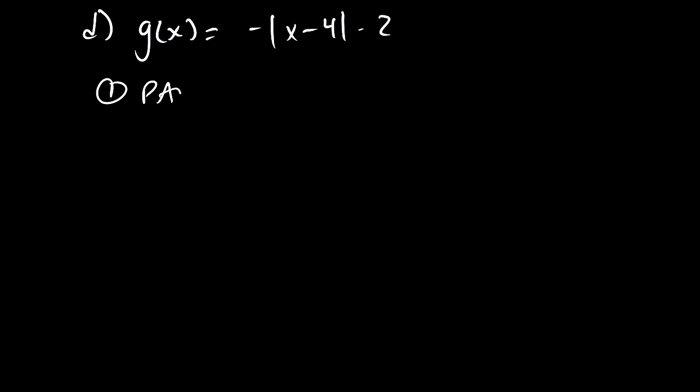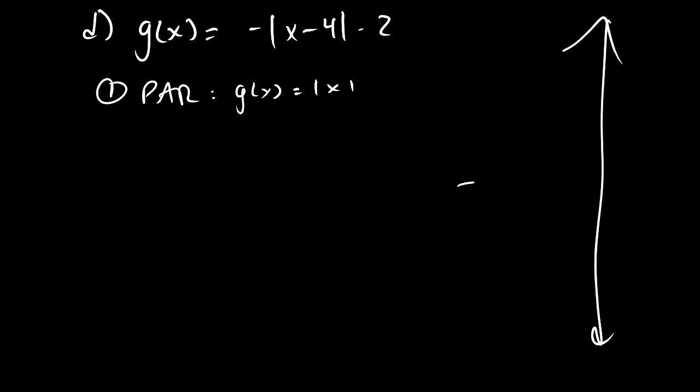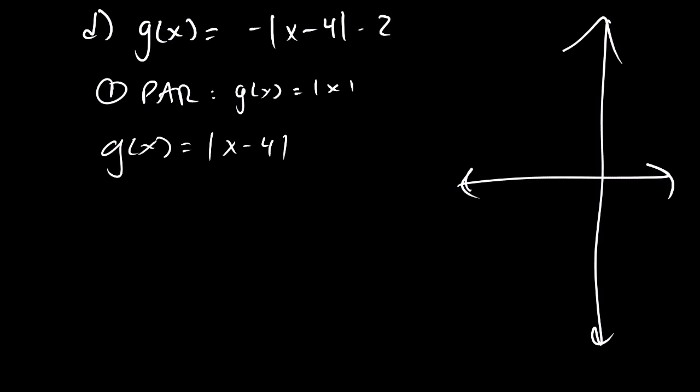Oh, I scrolled to the wrong one. So, D, g of x is equal to negative absolute value of x minus 4 minus 2. So 1, what's our parent graph? You guessed it. Absolute value of x. So, if we're looking at shifts, g of x is equal to x minus 4. This is going to be the horizontal shift. Negative, so that means we're moving right 4. g of x is equal to negative absolute value of x minus 4.